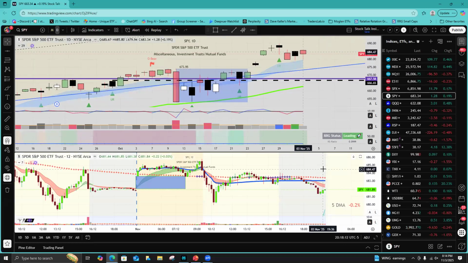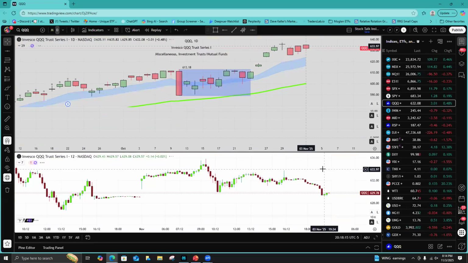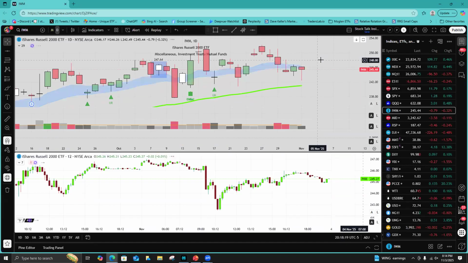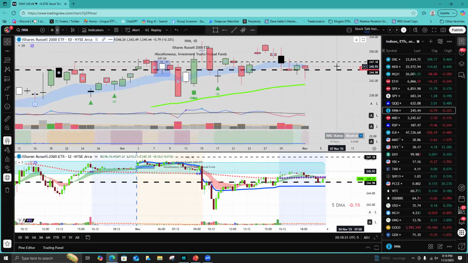SPY just kind of moving flat. Little base right there. Nothing to see there. QQQs, nothing to see there. Just waiting on SPX to make a decision which way it wants to go. IWM hanging in there. We'll say put in that hammer right there.